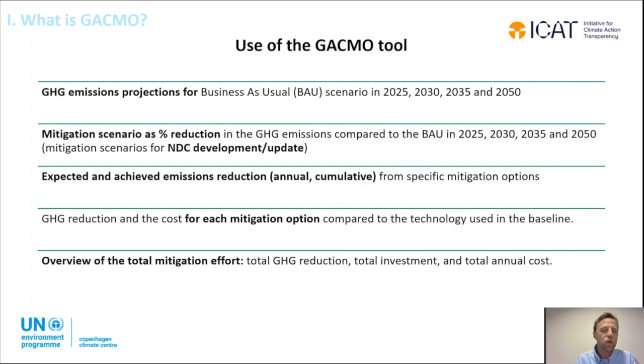The GACMO tool also provides the user with information on the cost related to a specific mitigation option compared to reference options used in the baseline. So overall, the GACMO tool allows a user to get an overview of the total mitigation efforts. For example, it can be mitigation efforts taken by a country in the context of its NDC, expressed as total GHG reduction and also as total cost, investment cost, and operational cost related to a specific set of mitigation options.